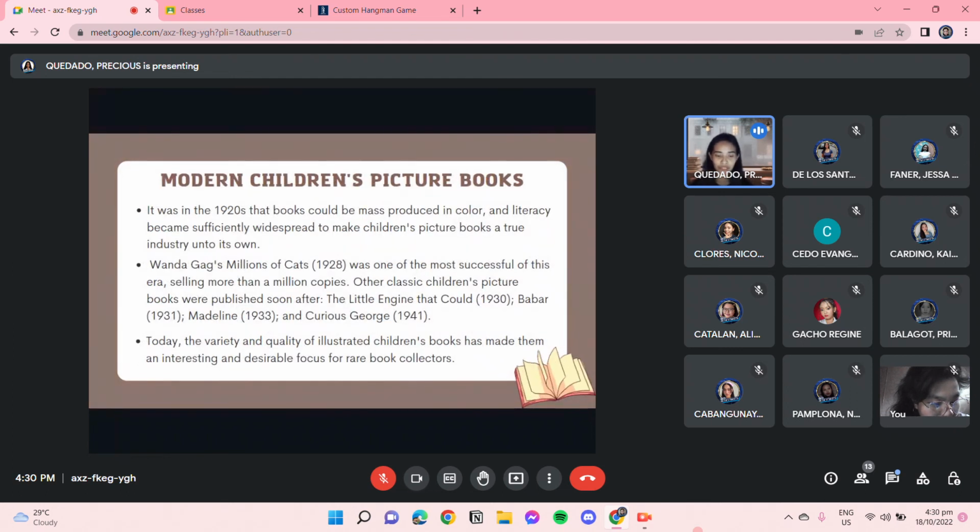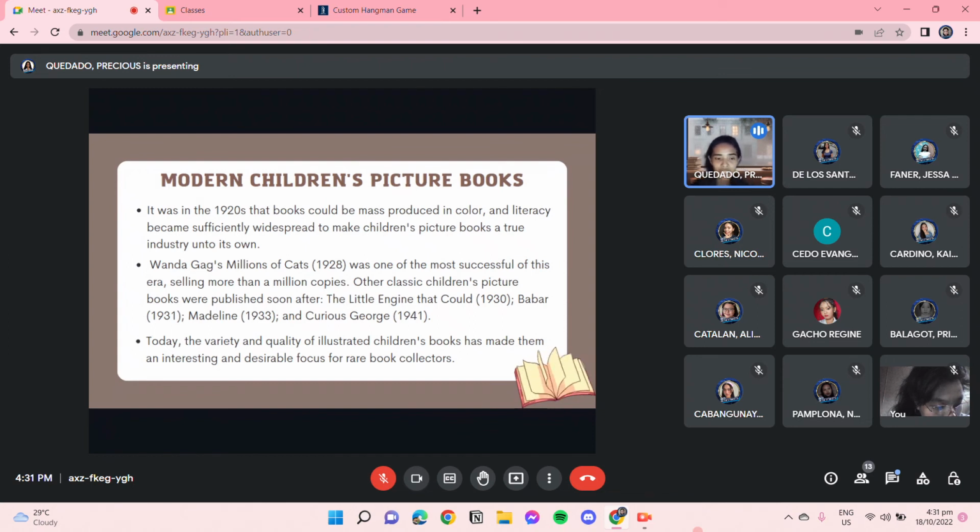As we can see after that time, here we have the modern children's picture books. In the 1920s, books could be mass produced in color because we had printing machines, and people had more access to print things in mass. Not before, they were just folded. Imagine, maybe it could be done manually, but right now, in the 1920s, it could be mass produced.